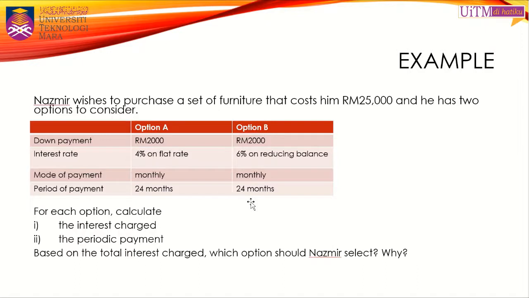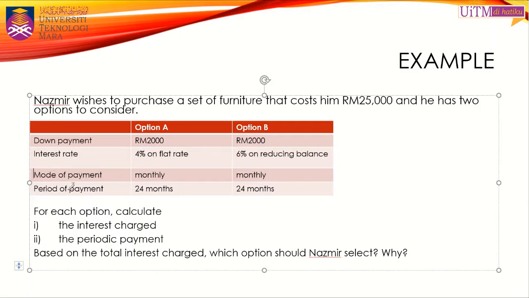Okay, the next example gives you two options. It says here Nazme wishes to purchase a set of furniture that costs him 25,000, and he has two options to consider, option A and option B. Option A states that he has to pay a down payment of 2,000, and then the interest rate is 4% on flat rate, that is based on original balance. The mode of payment is monthly, and the period of payment is 24 months.